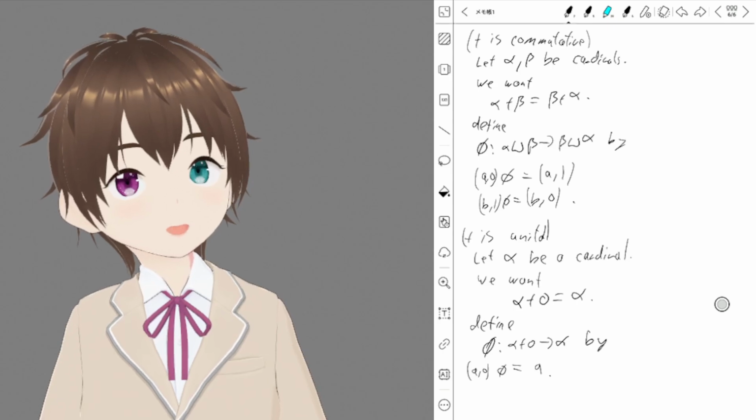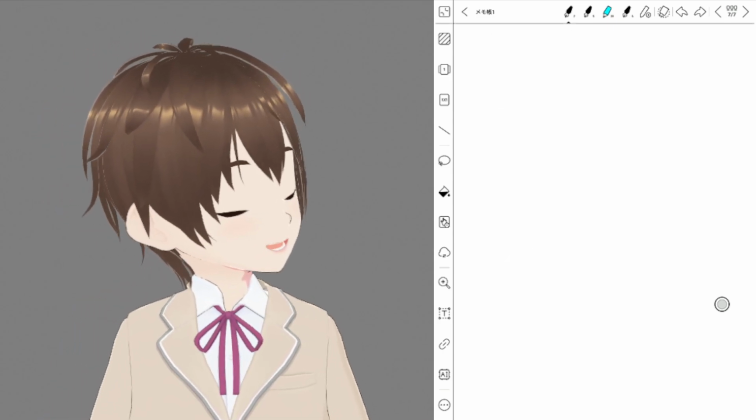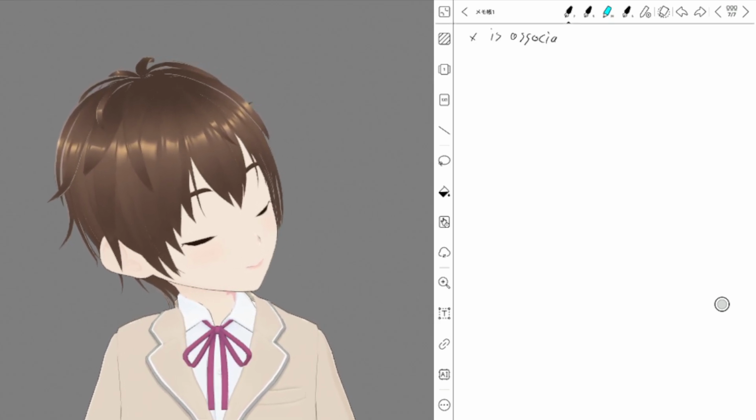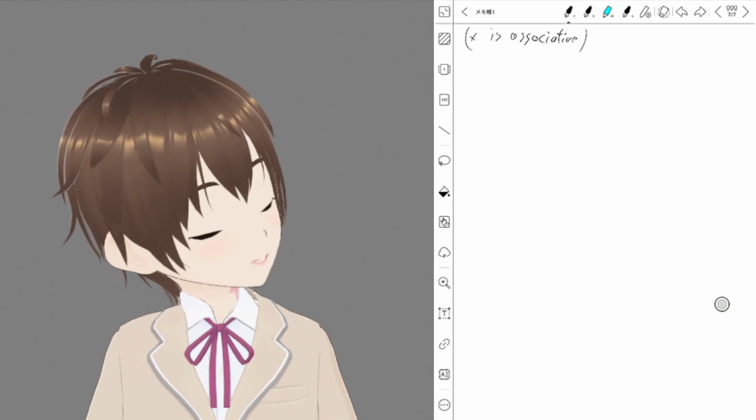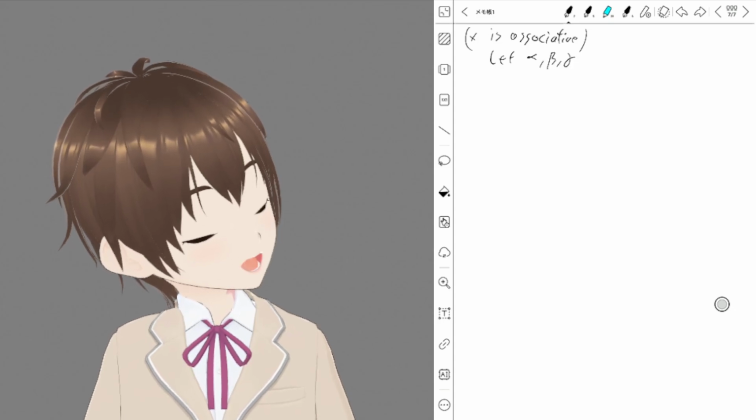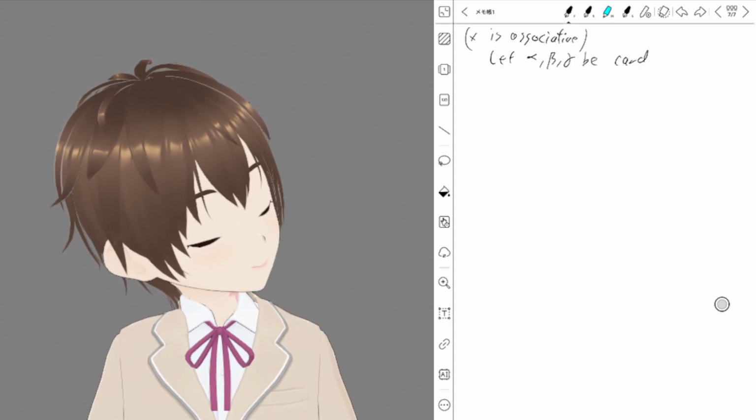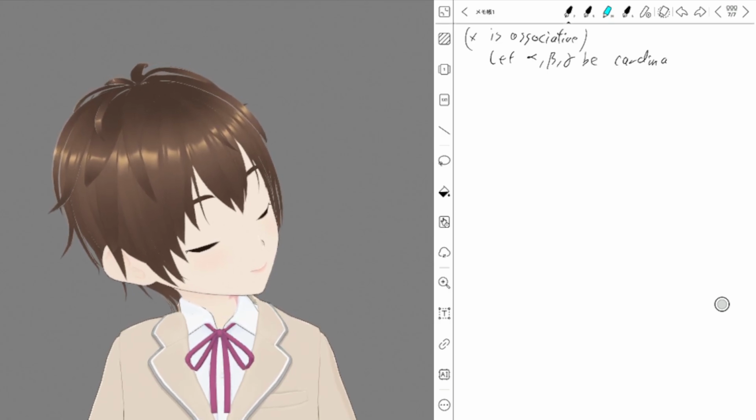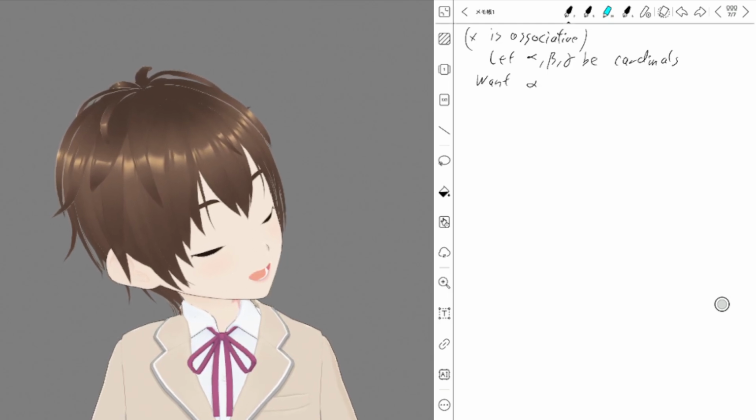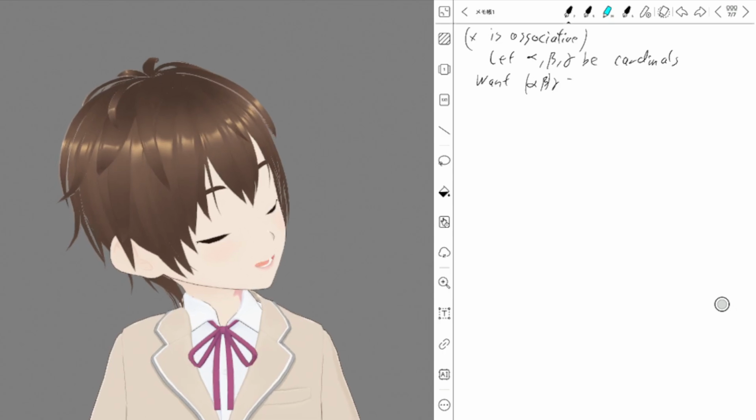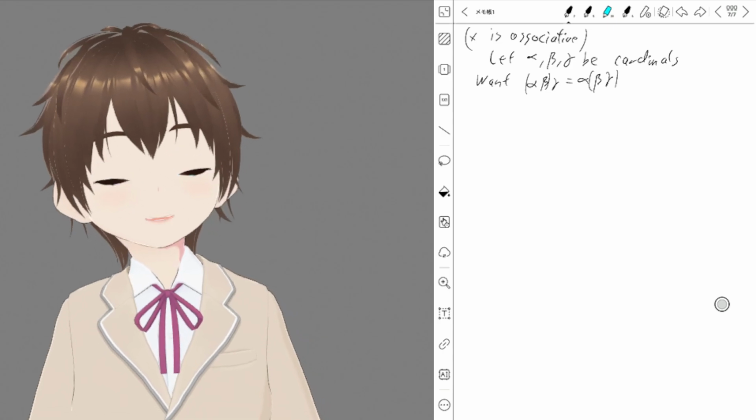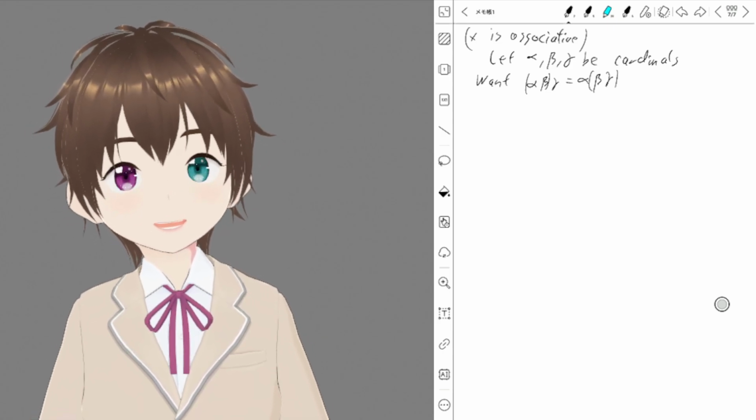Now we want to do multiplication, and the process is basically the same. So next I do times is associative. So let alpha, beta, gamma be cardinals. We want that (alpha beta) gamma is equal to alpha (beta gamma). Once we've got all this, we can start writing things without the brackets. So it'll be much easier to read.